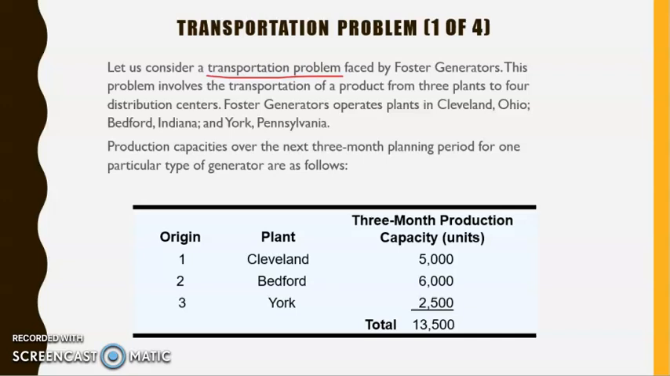This problem involves the transportation of a product from 3 plants to 4 distribution centers. So when, my friends, you find something like this, that there are origination points, what are the origination points here? 3 plants. They are origination points, they are start points. 4 distribution centers, destination. Quickly decide that it is a network model.